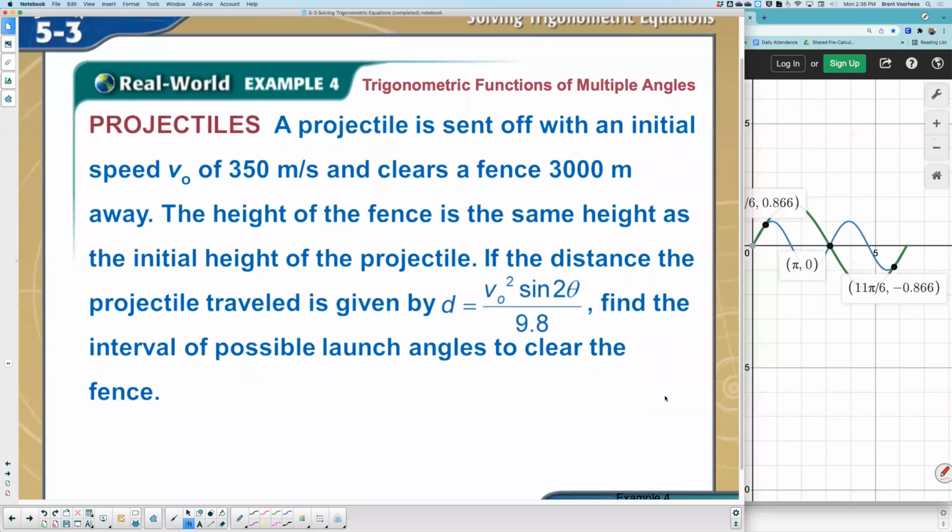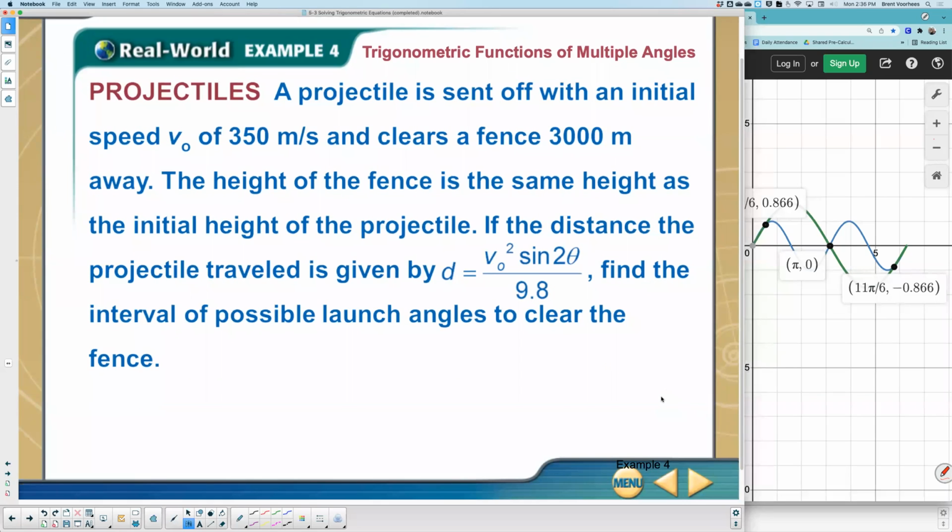All right, so now what we're going to do is I'm going to transition. There is an identity in here I have not taught yet. So on this one, I am going to use the calculator on this problem here. So I'm going to walk you through it. It says this: a projectile is sent off with an initial speed of v0. You physics students, when you see v0, what is that telling you about the velocity? Initial. If you ever see that 0, it means it's the initial. So the initial is 350. And it clears a fence 3,000 meters away.